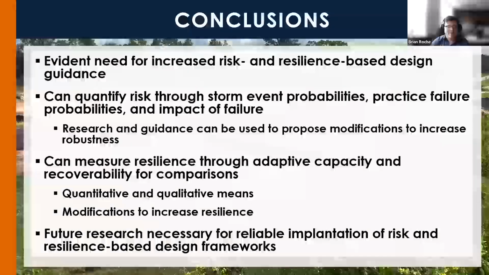So as a whole, we saw that there was an evident need for increased risk and resilience-based design guidance. We found that we were able to quantify risk through storm event probabilities, practice failure probabilities, and the impact of failure. And then both research and existing design guidance can be used to propose modifications to increase robustness and decrease that probability of failure. We also found that we can measure resilience both quantitatively and qualitatively through measures of adaptive capacity and recoverability to allow for comparisons, as well as using those modifications to increase resilience. We also found that future research is necessary for the reliable implementation of risk and resilience-based design frameworks.